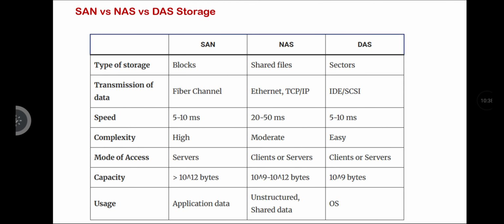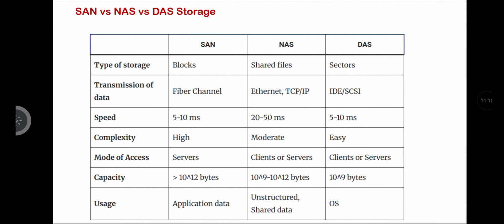Now let's compare SAN, NAS, and DAS just to get some bullet points to understand what categories are there. So we just discussed the types of storage. SAN has blocks, NAS has shared files, and DAS has sectors. Transmission of data: Fiber Channel, Ethernet, TCP, and IDE and SCSI.